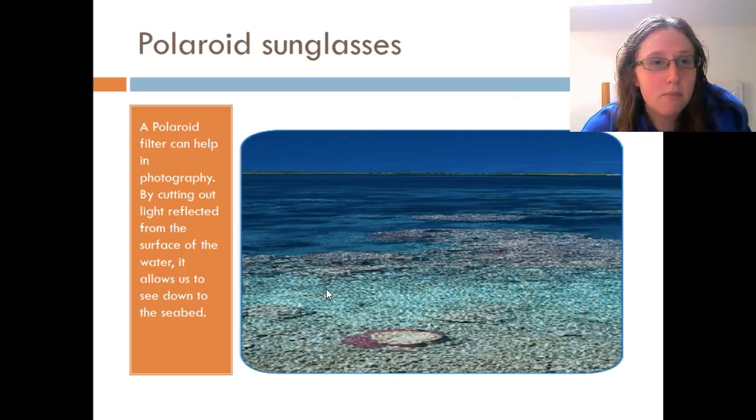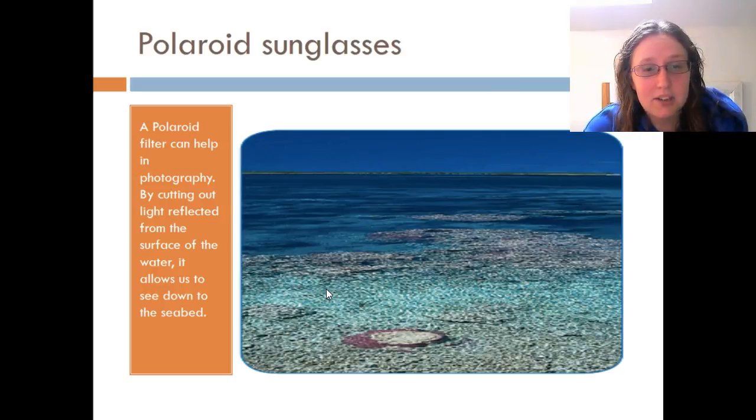So just some talk about uses of Polaroids. You've probably come across the idea of Polaroid sunglasses. Well, I've said that it reduces the amount of light that passes through, so that's how they're working as sunglasses. They only let light that's vibrating in one plane through, thus reducing the intensity of light that can pass through.